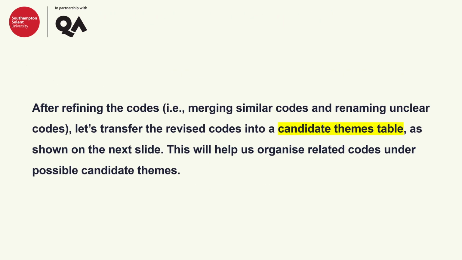We will now transfer the revised codes into the candidate theme table. At the previous stage, we grouped individual codes according to relatively direct similarities. Now we want to look across those temporary groups and ask what broader patterns connect them. In other words, we begin grouping the groups.